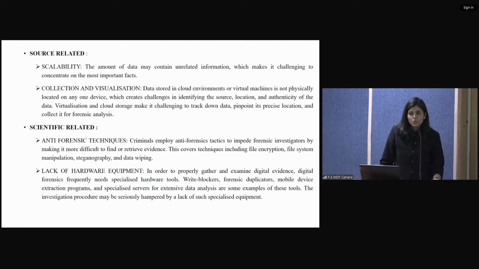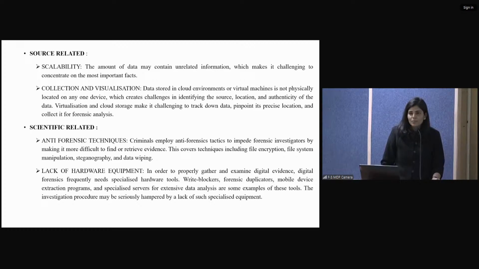Talking about the source related, basically the amount of data that we collect is so large that it becomes very difficult to concentrate on just the important part. Secondly, collection and virtualization. The data stored in cloud environments or virtual machines is not physically located on any one device, which creates challenges in identifying the source, location, and authenticity of the data. Secondly, we have scientific related issues such as anti-forensic techniques.